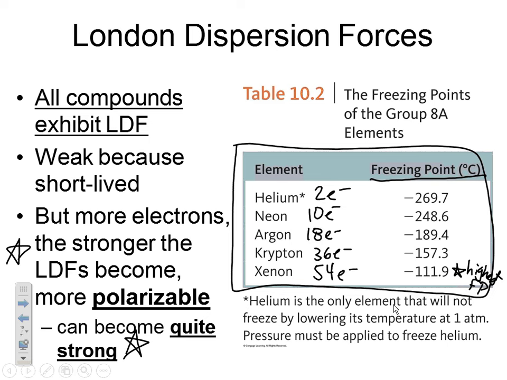So we have a big effect: even though all of these atoms only exhibit London dispersion forces, we see a very big increase between the freezing point of helium, which has the weakest London dispersion forces of all of the noble gases, and xenon, which has the strongest in this particular chart.